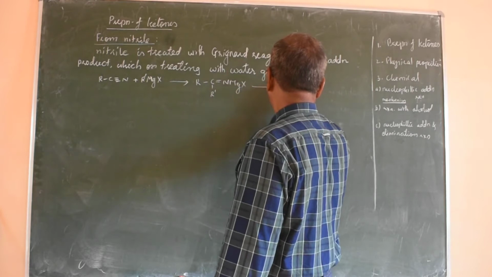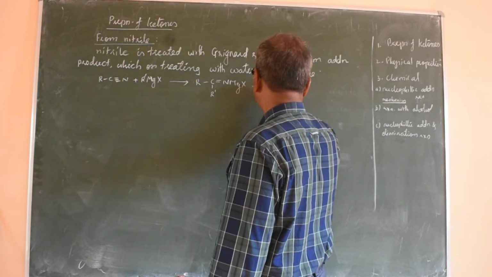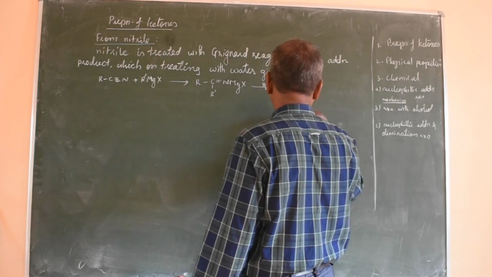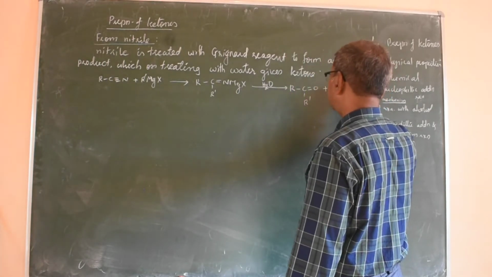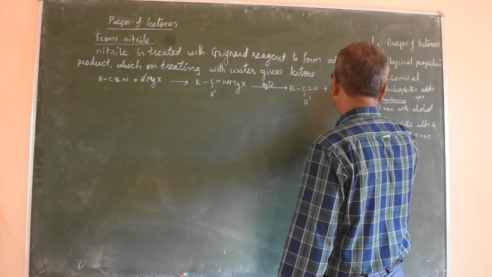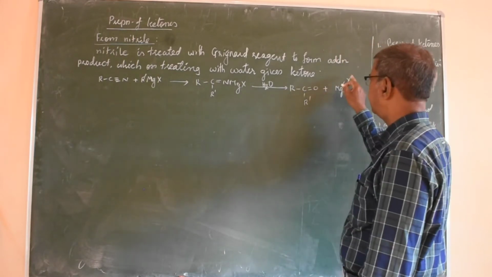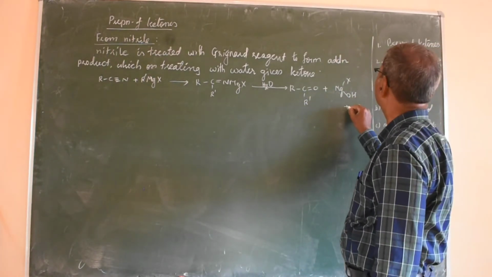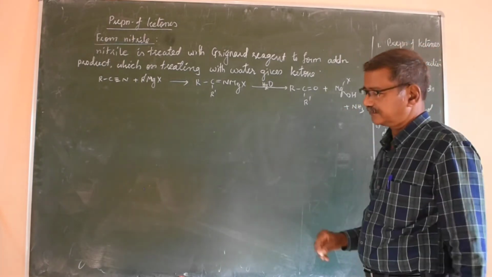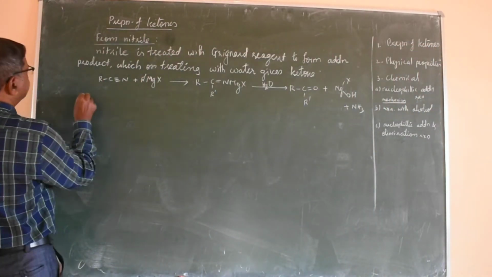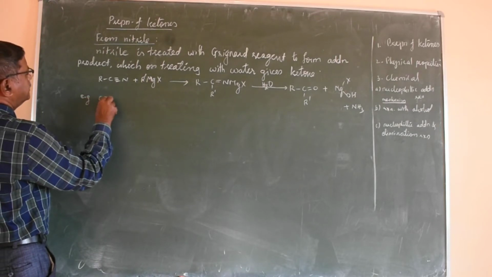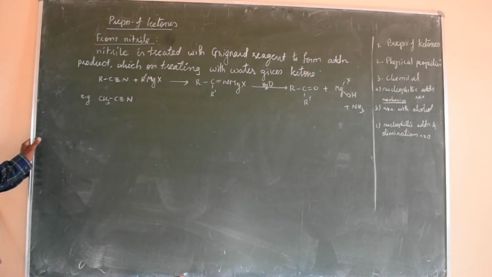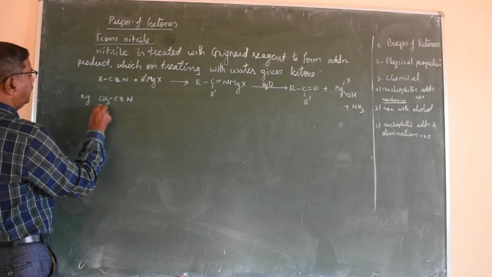When this is treated with water, or when it is hydrolyzed, you get R-C(=O)-R', and MgX-OH. Actually MgX-NH2 is formed, which further reacts with water to change into OH, and then one more product is NH3. Example: CH3-C triple bond N. It's a nitrile. The number of carbon atoms is 2, so it is ethane nitrile.